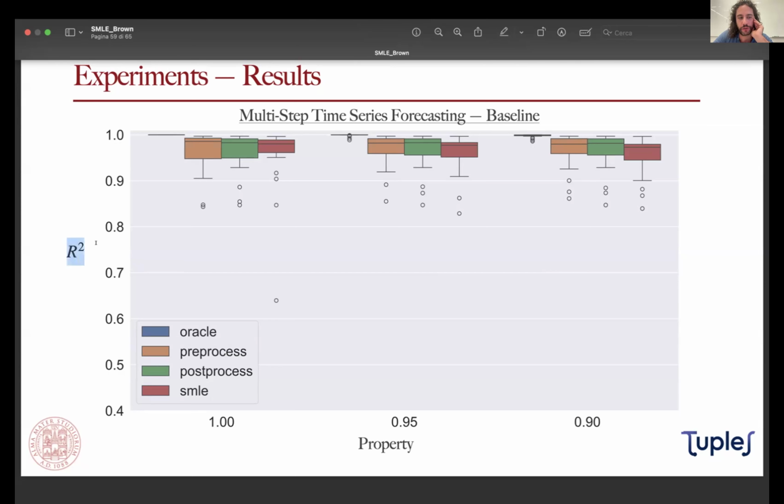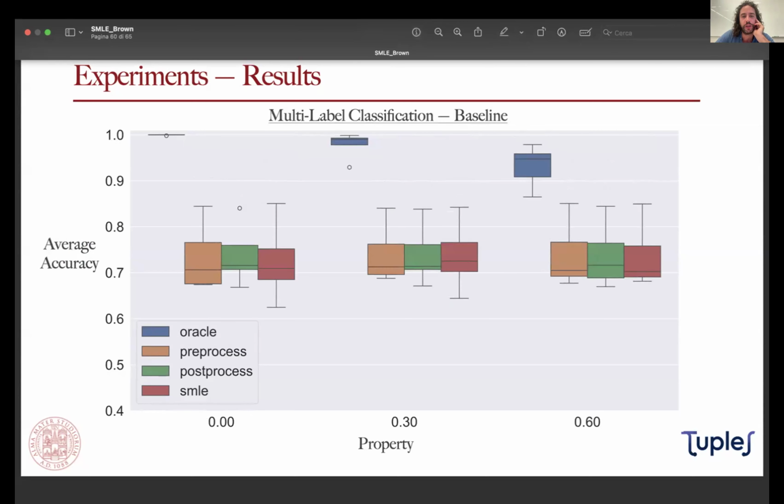Well, here we have the R-square, the coefficient of determination. This is a standard regression metric for machine learning systems, okay? Again, it's a value between 0 and 1. The closer to 1, the better it is. For the regression case. In multi-label classification, we compute the accuracy for each single label, and then we average the accuracy. And again, here we have a value between 0 and 1. The closer to 1, the better it is.